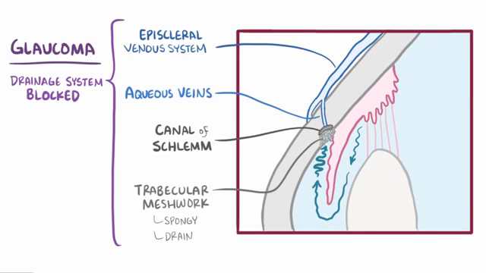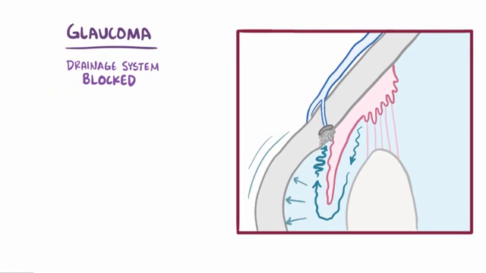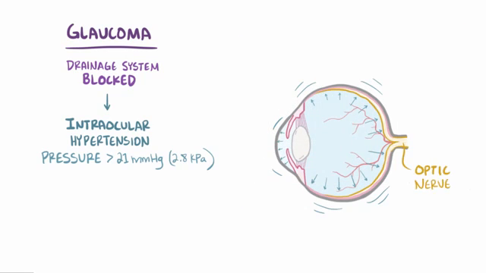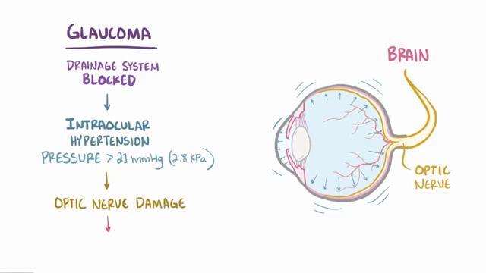In glaucoma, part of this aqueous humor drainage pathway becomes partially or completely blocked, so that fluid can't easily drain out. This causes the pressure within the fixed space of the anterior chamber to quickly build up, causing intraocular hypertension, which is defined as pressure greater than 21 millimeters of mercury, or 2.8 kilopascals. This high pressure affects all the structures of the eye, including the optic nerve, which is the nerve that carries visual information from the eyes to the brain. And this means that over time, as the optic nerve gets damaged, glaucoma leads to vision loss.